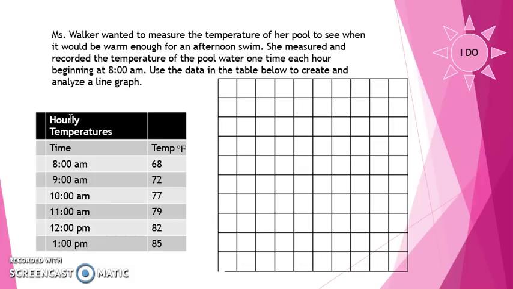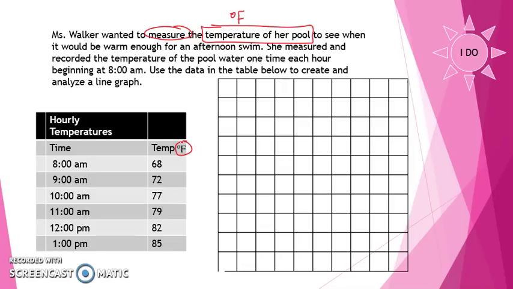Okay, so we're going to use our ordered pairs just like we did in the last lessons. Okay, but this time we're going to be creating a line plot. So we're actually going to be connecting these plotted points and determining a change over time. So let's see what I want to do. I want to measure the temperature of my pool. Okay, and that's going to obviously be in degrees Fahrenheit. Okay, degrees Fahrenheit, that's what it says in my table.